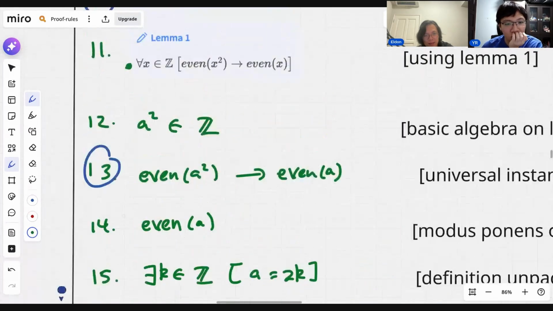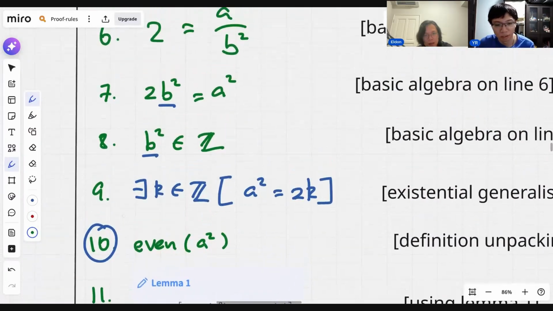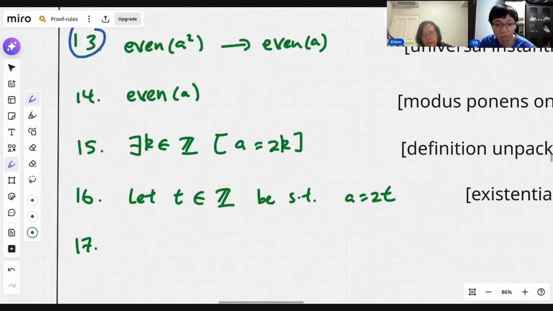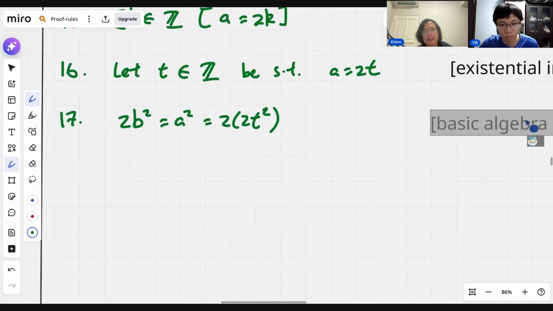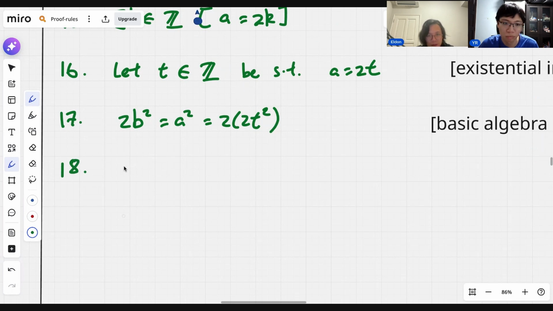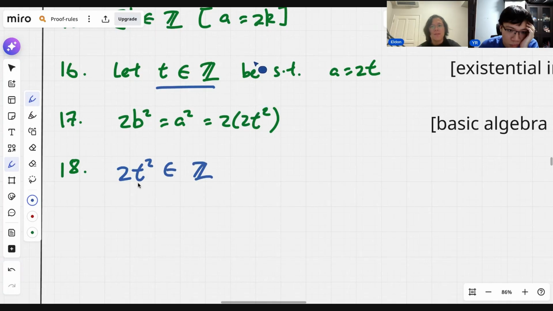Because of this, if we go back and refer to the math, we know that 2b squared is equal to a squared. This is from before, and it is now equal to 2 times (2t) squared. So this is basic algebra. Since t is an integer, it must mean that 2t squared is also an integer. This is basic algebra again.